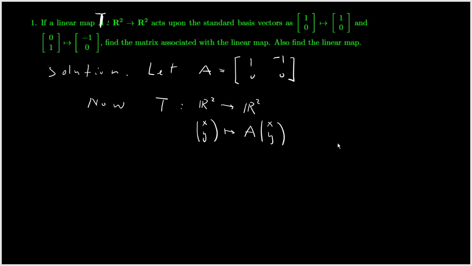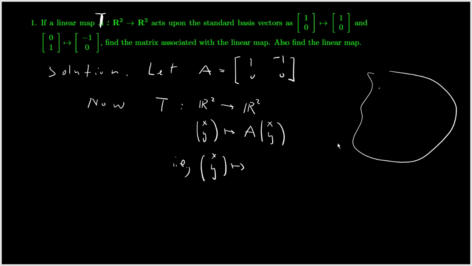In the next line, we actually gave the rule. The rule is calculated by xy goes to A times xy. So in this particular case, we got A. That's why we found A. Eventually, we want the linear map. On scratch paper, we compute A times xy.